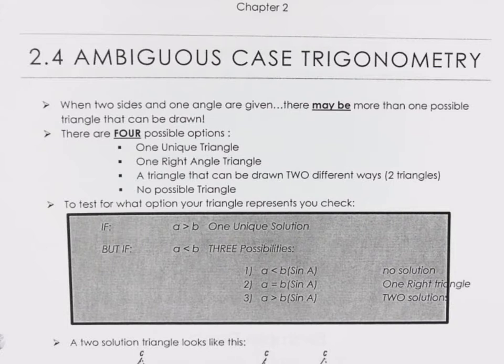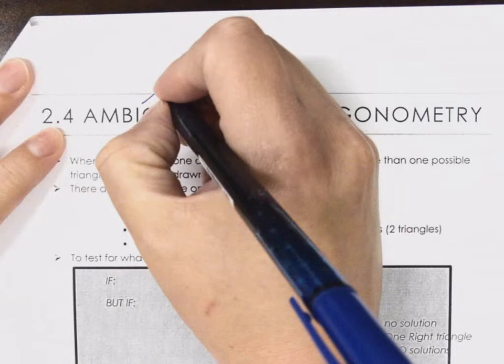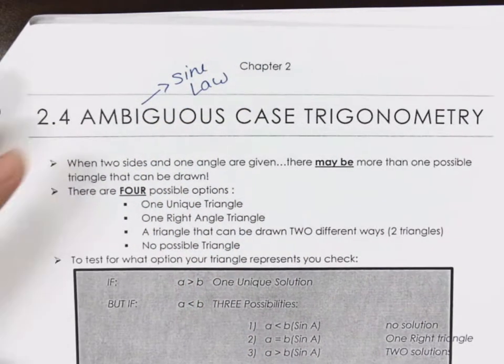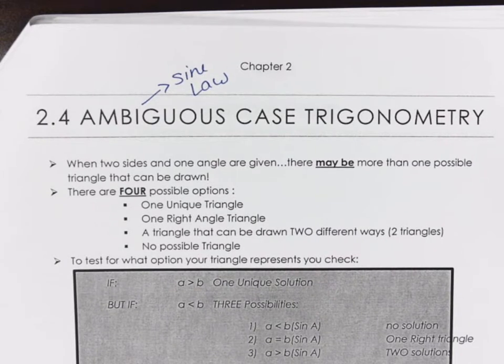But ambiguous cases is tied to sine law. It's not something we use with cosine law. And I know I've talked a little bit about cosine law, which we were going to do tomorrow. No, we weren't. 2.5 is cosine law, and that's coming up. But sine law has the ambiguous cases.